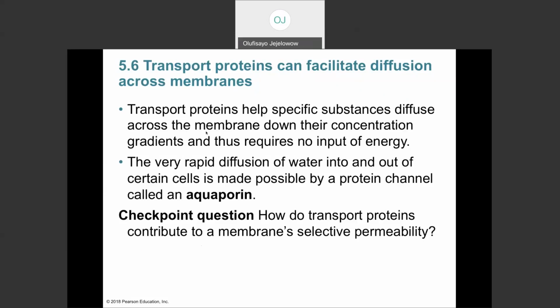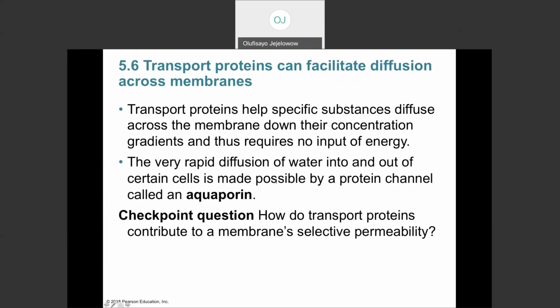Transport proteins are also helpful in the rapid diffusion of water in and out of certain cells. For example, in the kidneys, there's recycling of water in the human body, thanks to the aquaporin, which is very abundant in kidney cells.